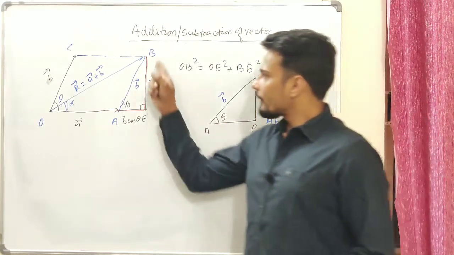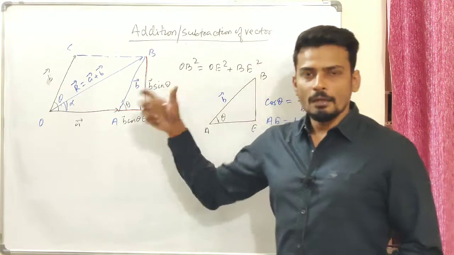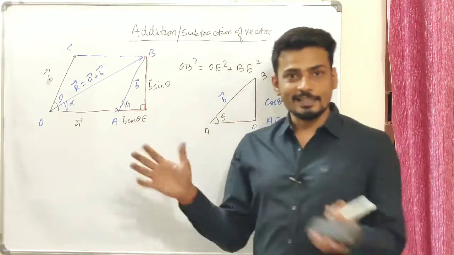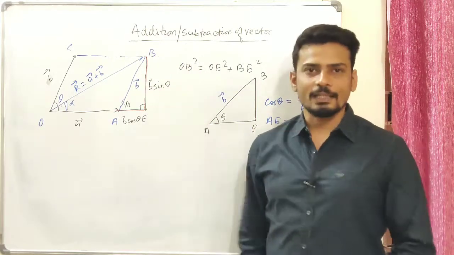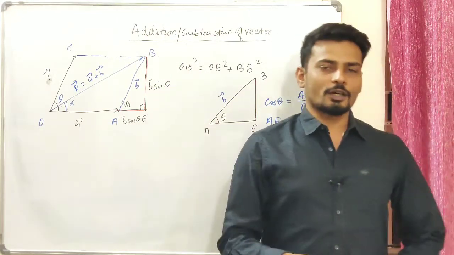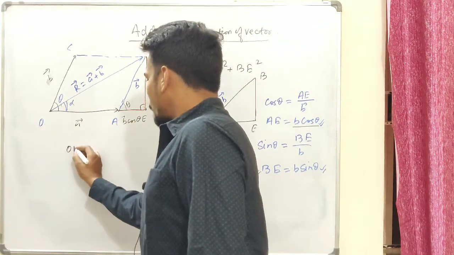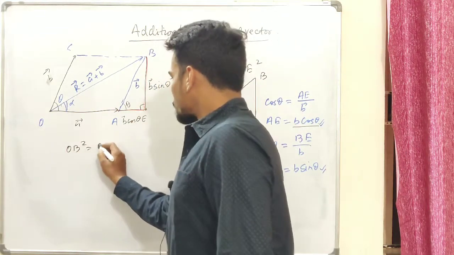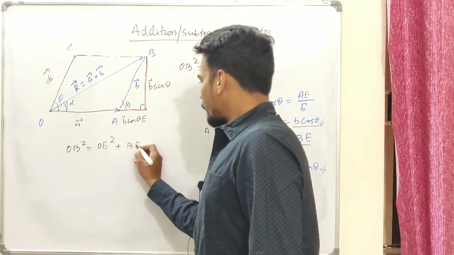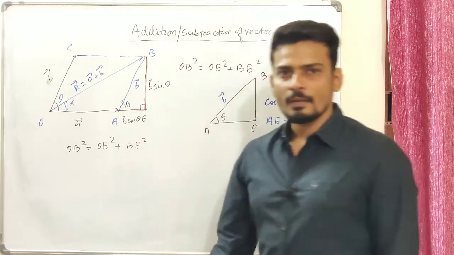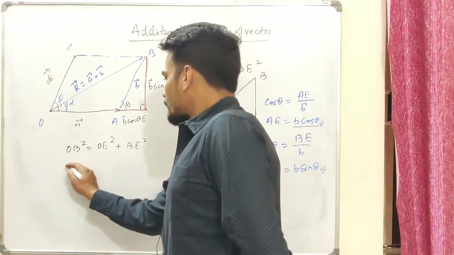Now let us get back to the triangle OEB. Do I know the length of OE? Yes, certainly we know that. Do I know the length of BE? Yes, of course we know, which is B sin theta. Can I apply Pythagoras theorem now? Yes, we can apply that. So I can say that OB square is equal to OE square plus BE square. That's what we know about the Pythagoras theorem. What I'm going to do now, I'm going to put the values. Okay, so this is nothing but your resultant square.